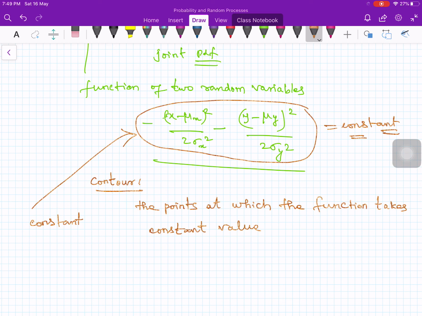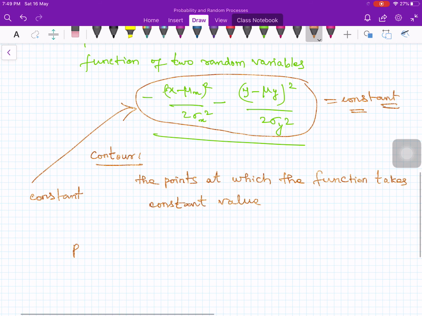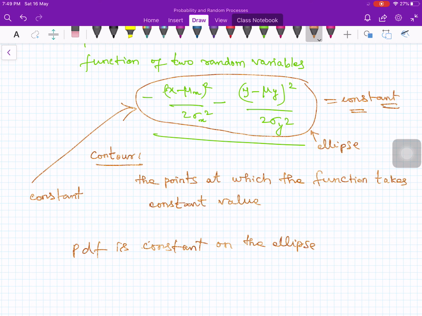Okay, so this expression here is a constant value. Therefore, once you give the constant value to the probability density function, you'll get a constant probability density. Therefore the PDF is constant on the ellipse, because this expression looks like an ellipse equation. Therefore on the ellipse the PDF is constant.